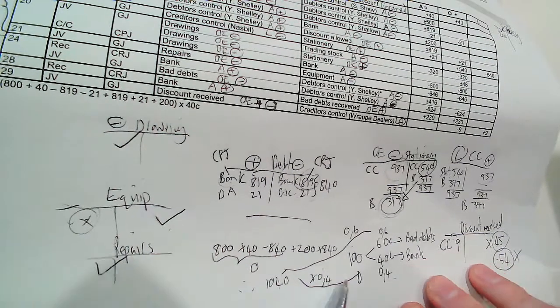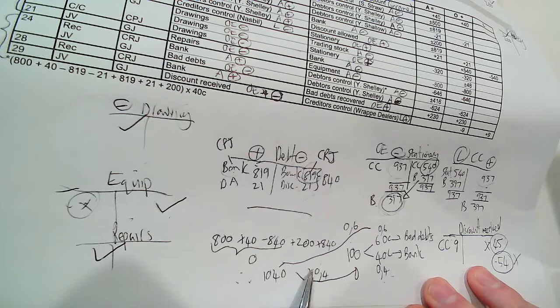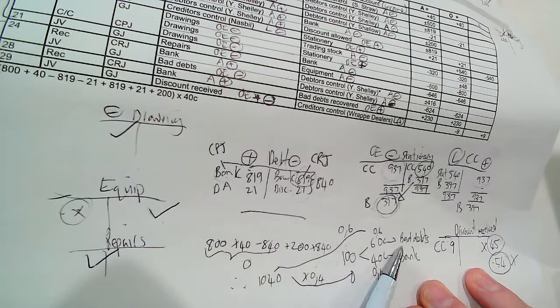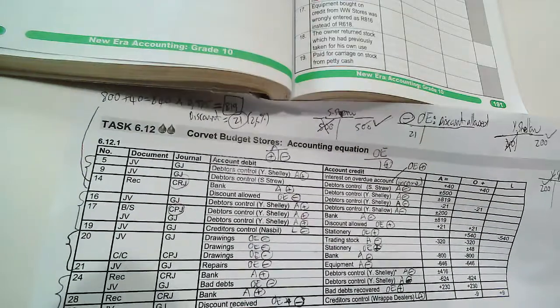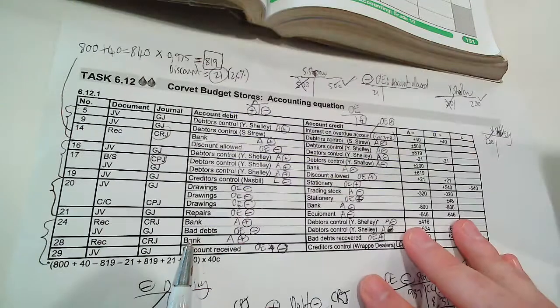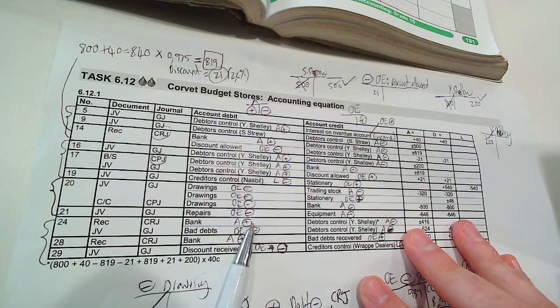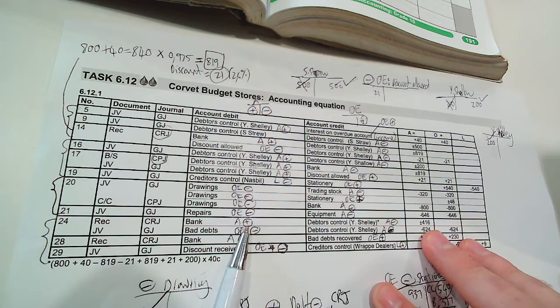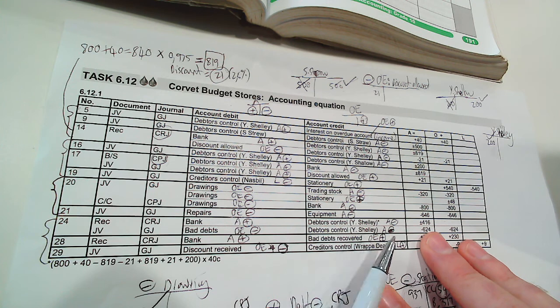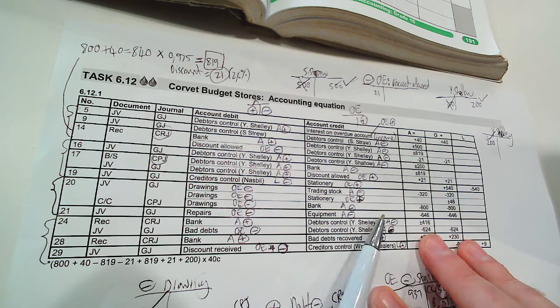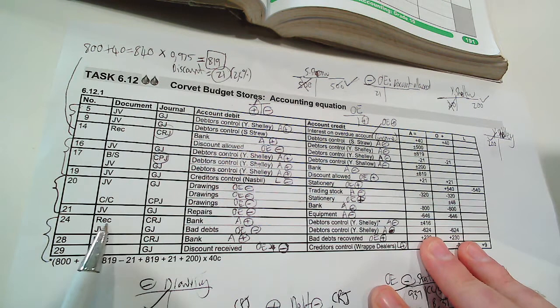40 cents in the rand she'll receive in the bank, and 60 cents in the rand will be written off as bad debts. So let's have a look at that. There the bank increases, the asset increases, so it's plus 416. And there the debtor decreases with 416, that's 40 cents in the rand of the 1,040, and it decreases the asset. So it's a plus and minus on the assets. And it's a receipt, which we receive in the CRJ.